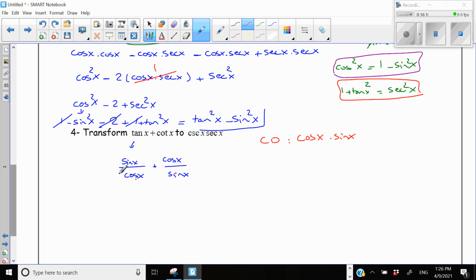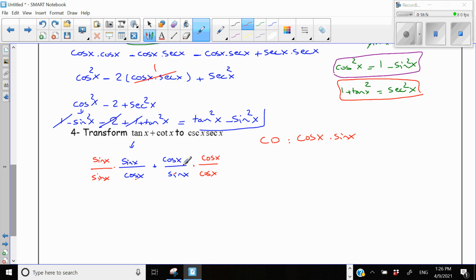Okay, so if I want to have the common denominator for the first fraction, I need to multiply the bottom by sine of x. But whatever I do to the bottom, I have to do the same thing to the top as well. So I multiply top and bottom by sine of x. Now, for the second fraction, if I want to have this common denominator, I need to multiply the bottom by cosine of x. Whatever I do to the bottom, I have to do the same thing to the top as well.